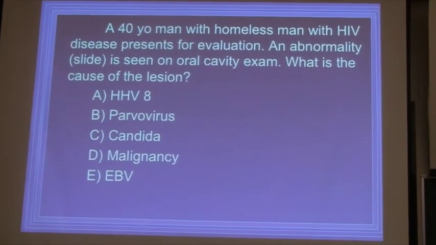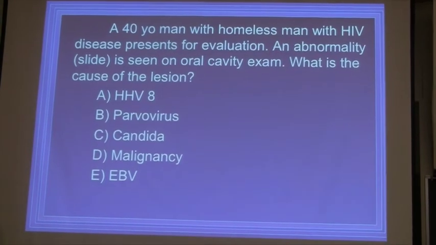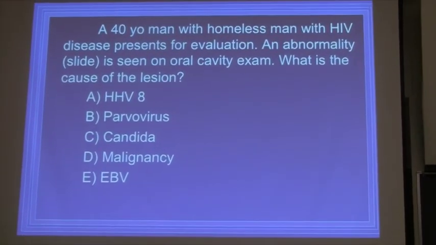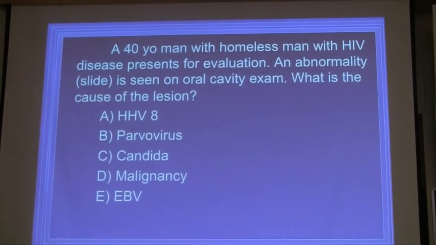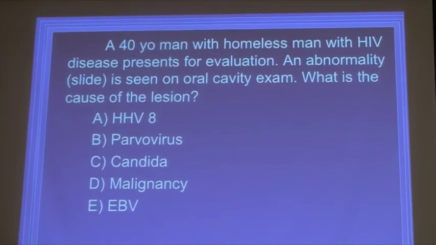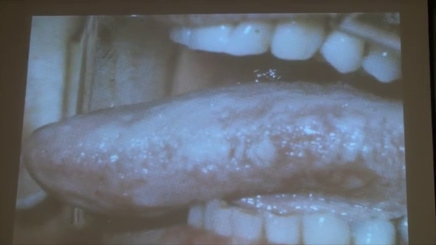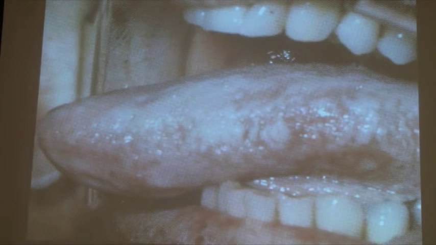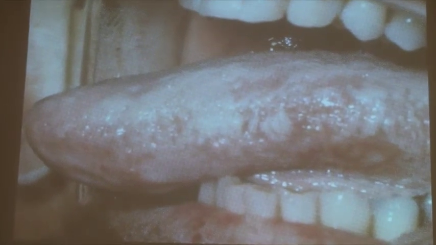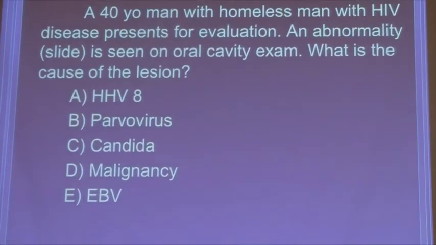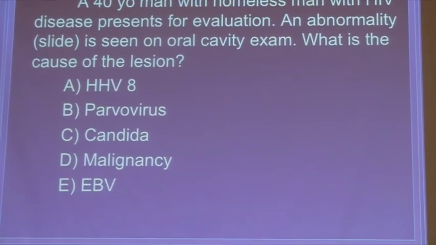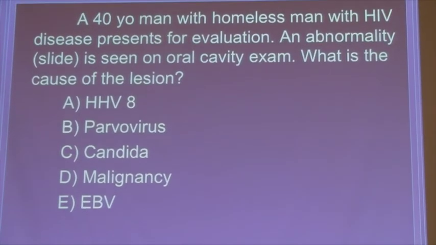Okay, a 40-year-old homeless man with HIV presents for evaluation of abnormalities seen in the oral cavity exam. What is the cause of this lesion? You guys are going to be all over this, I think. This one's a pretty common thing we used to see when we were taking care of people with HIV years ago. We don't see it as much anymore now that we have people on antiretroviral therapy. So what do you think the cause is? HHV8, parvovirus, Candida, malignancy, or Epstein-Barr virus?